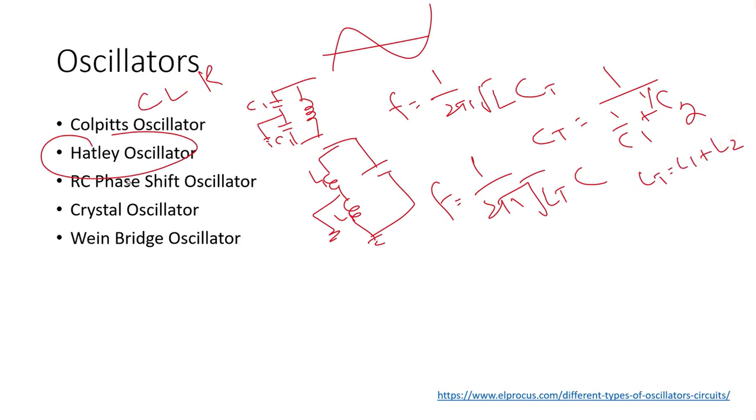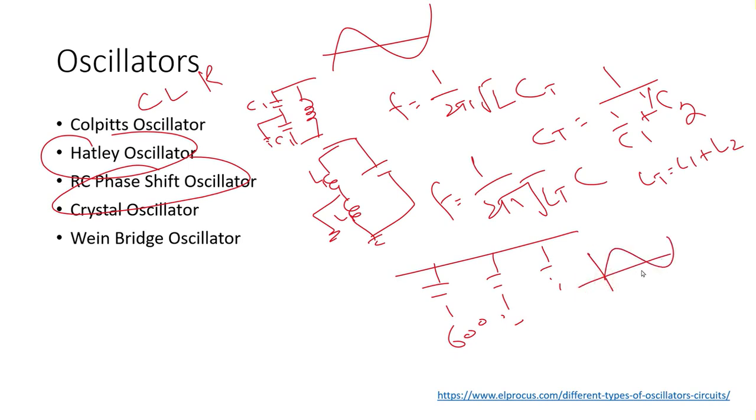Okay, the RC phase shift oscillator uses a circuit of 3 capacitors, and each capacitor gives a 60-degree phase shift. So a total of 180-degree phase shift to the wave is produced by the end of this side, and this wave is again fed back to this circuit. So this is just a concept. Just go through this link and you will understand more.